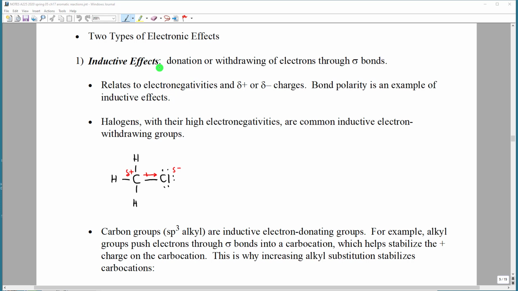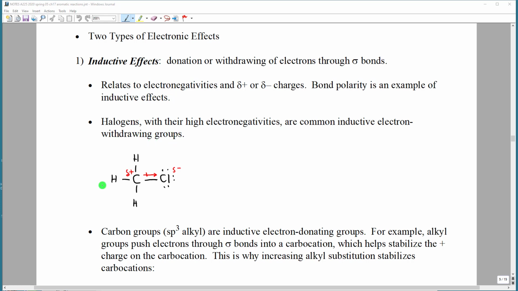Inductive effects occur by donation or withdrawing of electrons through sigma bonds, through single bonds. These generally relate to electronegativities and the presence of partial minus or partial plus charges on the bond itself. So when we looked in first semester at bond polarity, that is generally a really good example of an inductive effect. A really good example of an inductive group is the halogen. Halogens, because they have high electronegativities, are really common inductive electron withdrawing groups.